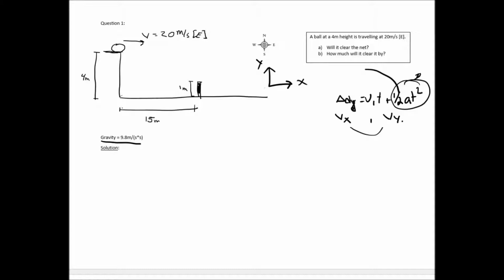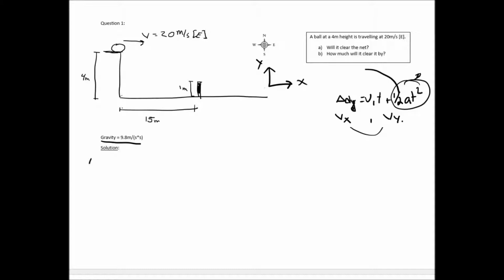Next, will it clear the net? There are many ways we can do it. We can solve for time and then solve for the x displacement and compare that with 15 meters, or vice versa, solve for time and find the displacement in y and compare it with 4 meters. The way I'm going to do it is by comparing the time it takes for the ball to reach 1 meter height and the time it takes for the ball to reach 15 meters.